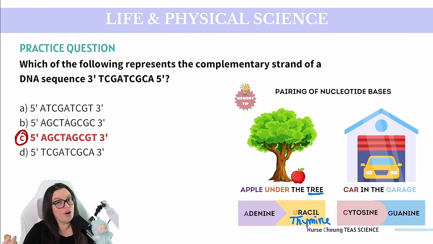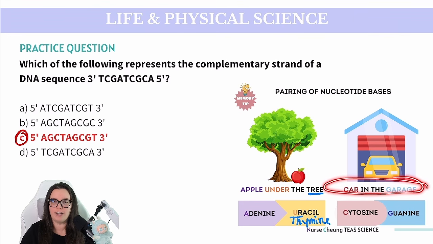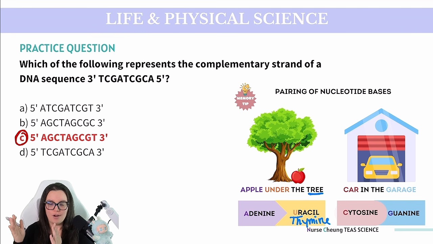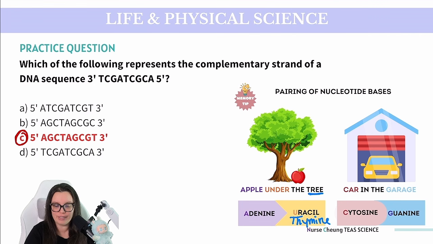Now if we're looking at an RNA sequence, then we know that adenine combines with uracil, meaning apples under the tree. So that's the way I like to remember the differences between DNA and RNA when it comes to our A, T, and our U. Now with our cytosine and our guanine, the way I like to remember it is car in the garage. So cytosine is always going to pair with guanine. In this case, because we have T's, we're looking at a DNA sequence, not an RNA sequence.